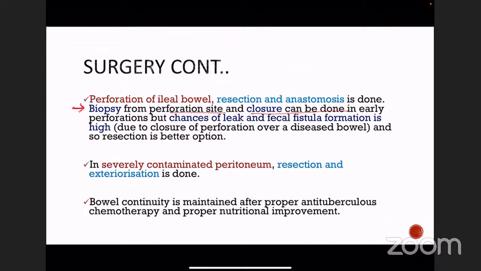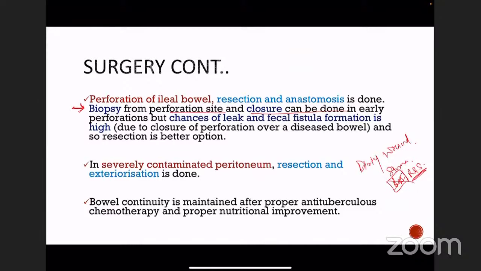Already said, if there is a perforation and there is a gross peritonitis, if there is a dirty wound, in simple words, we have to do a stoma. We are not doing RA, we are doing resection and stoma, RS we are doing. We are not doing RA in such case, right?